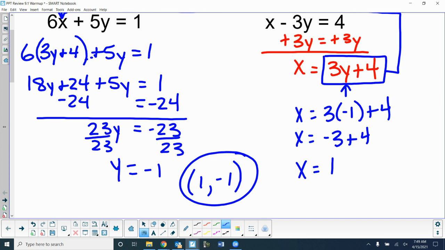If it tells you which method to use next to it, use that one. So do that first one, and then we'll go over it here in a few minutes.